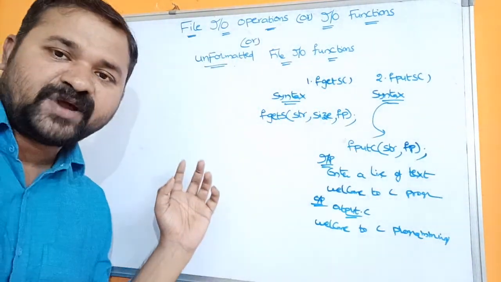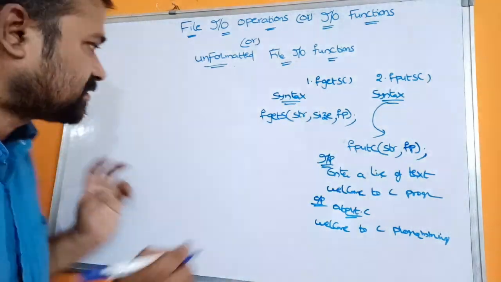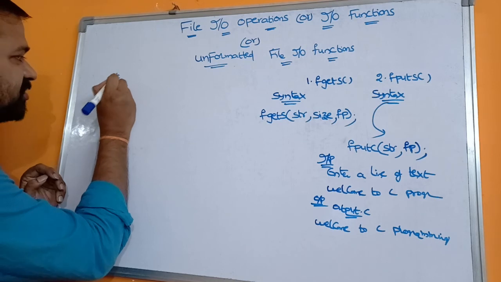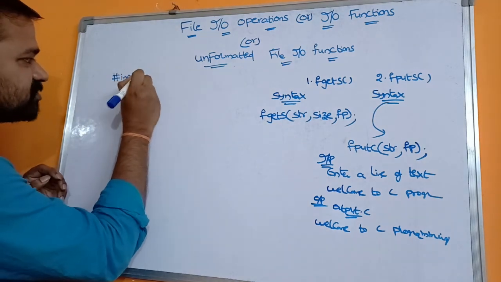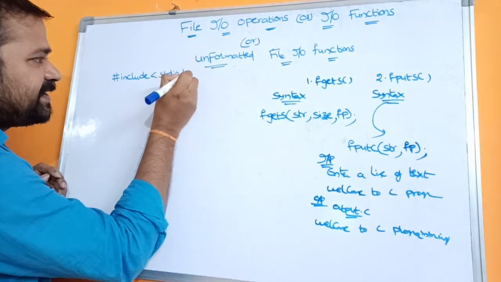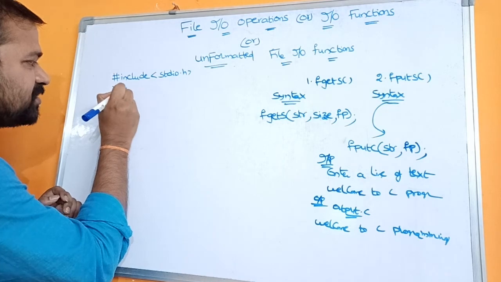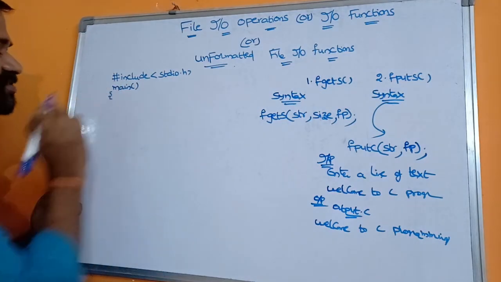So for that we have to write the program. Let us write the program. While writing the program we will see the logic. The first statement is #include <stdio.h>. Why? Because we have to use the printf and scanf functions. So printf and scanf are available in stdio. Next, we know that execution of your C program starts from the main function.